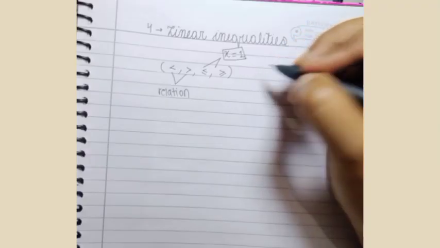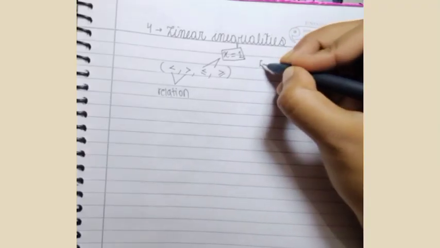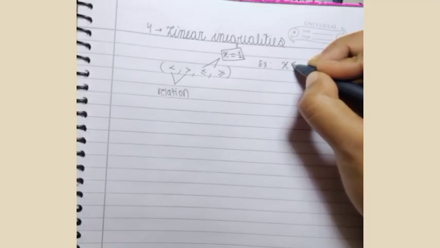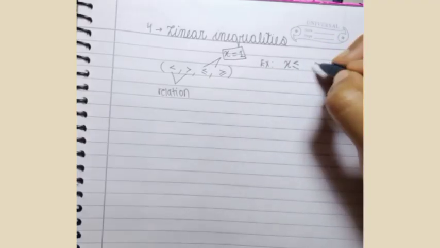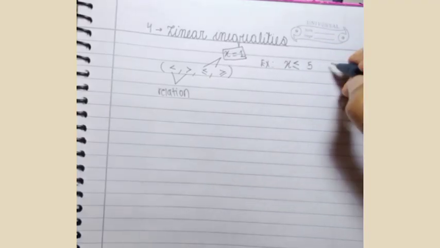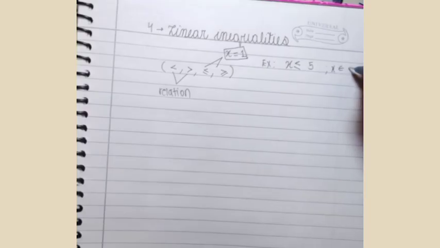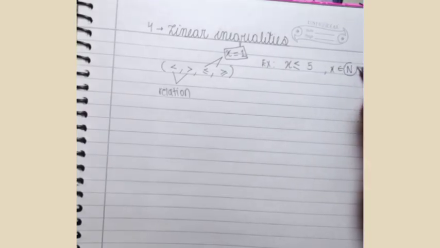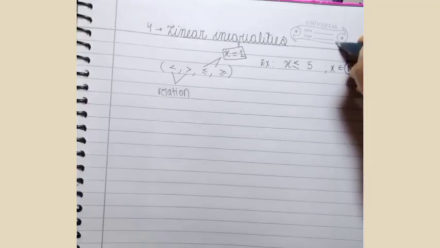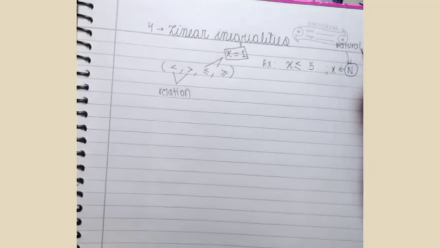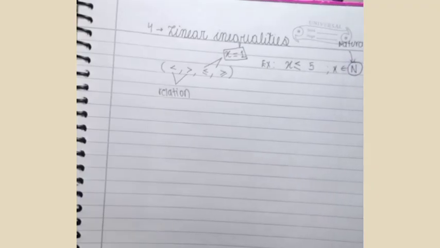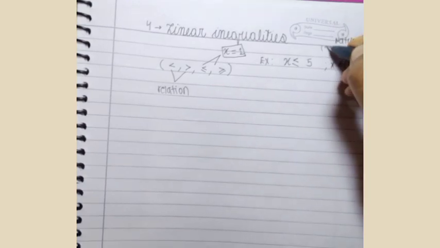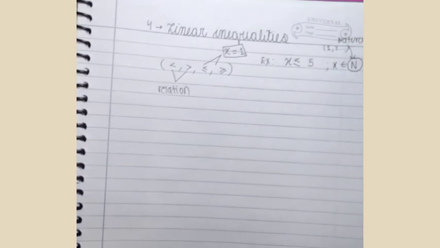But now if I give you another example, for example, x is smaller than equals to 5, let's say, and x belongs to N. Now what will you say? So first we need to understand what is the meaning of N here. N here represents natural numbers. So what are natural numbers? Natural numbers are those numbers which start from 1 and so on.